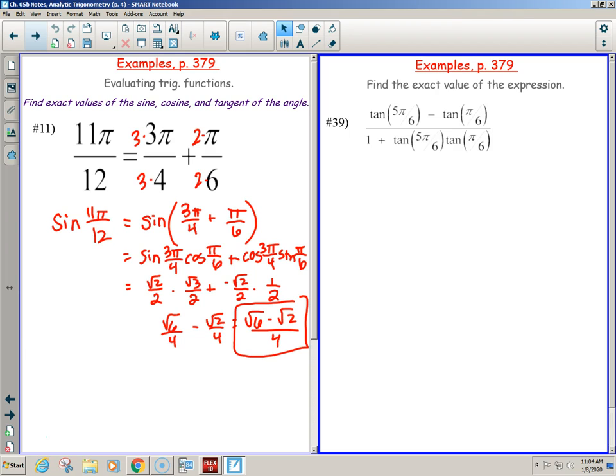So, number 39 is not really a 5-1 or 5-2 or 5-3. What's he telling us to do?